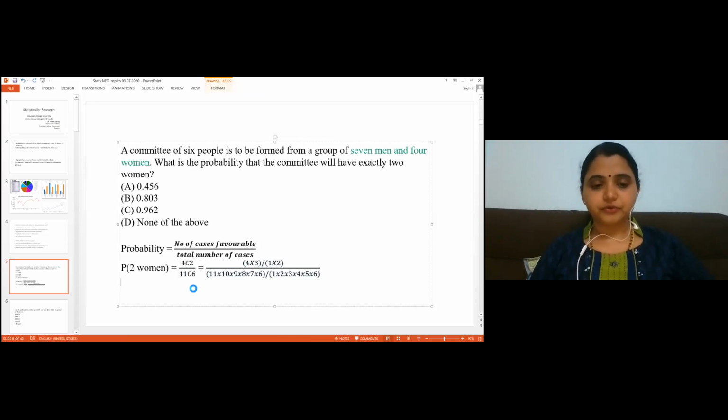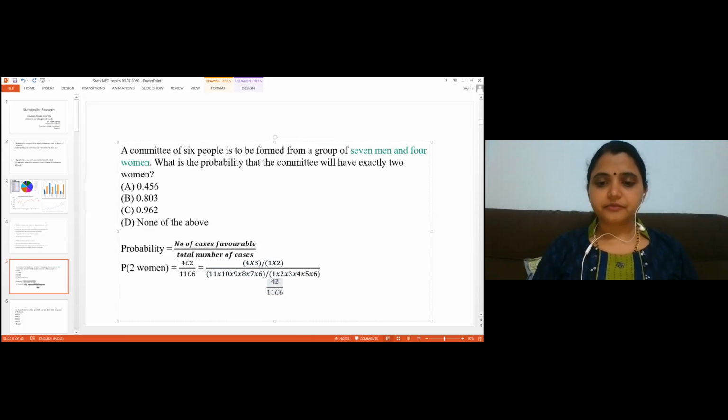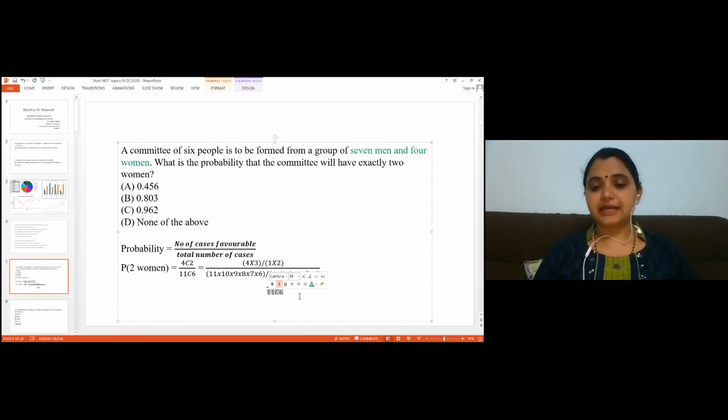So what would be the result after the cancellations? Numerator will just have one term. What is it? 4 into 3 by 1 into 2 will be 6. Because this 1 and 4 and 2 will get cancelled. Numerator will be 2. So numerator is 6. How about 11C6? Most of the terms will get cancelled.